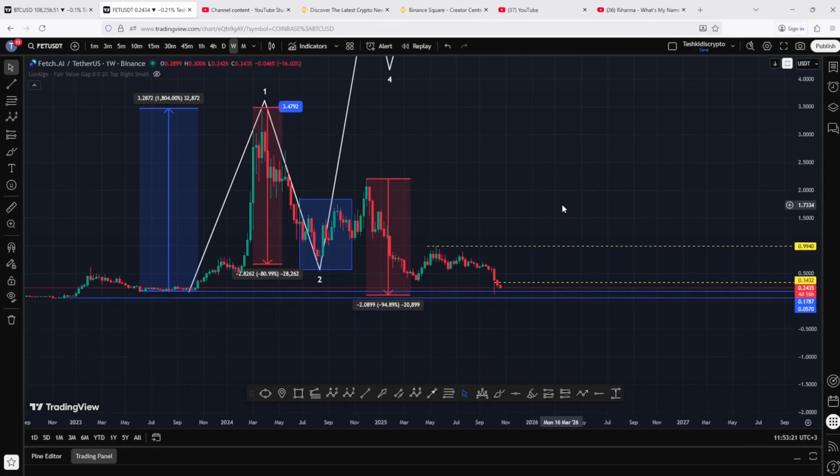So for now, the most important thing is to pay attention to key areas of support here on the Fetch AI chart, because a break of those significant areas will be a clear indication of a more bearish case scenario, and a break above the 1 USDT mark will be enough confirmation of a more bullish case scenario. So let us be patient and see how that plays out.